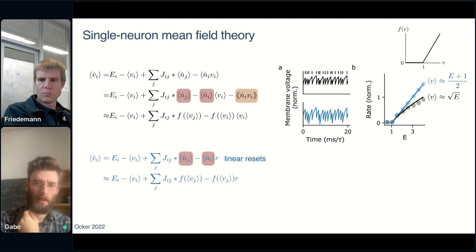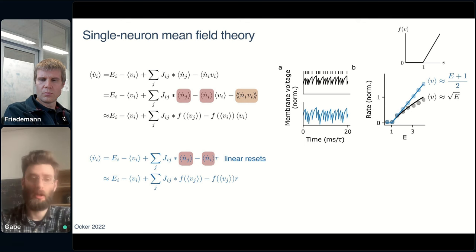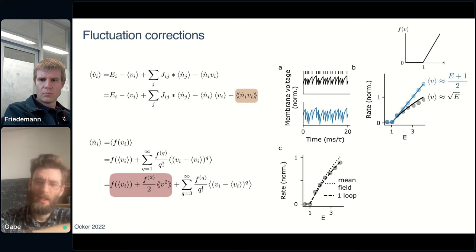In comparison, if we take a model with linear resets, we see qualitatively different things. So the reset mechanism matters, of course. We can also use this to describe other things about recurrent networks, and bistability and all that kind of fun stuff in them.